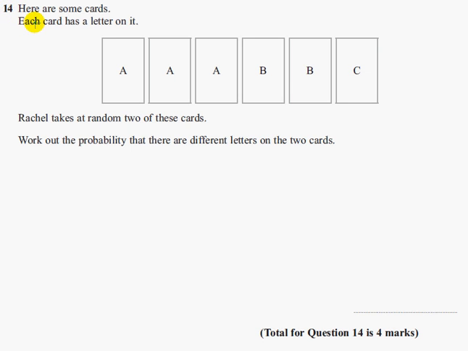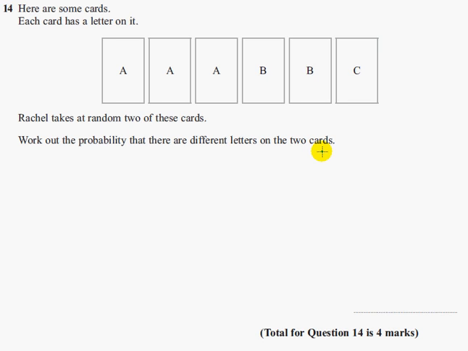Question 14. Here are some cards. Each card has a letter on it. So you've got A, B, B and C. Rachel takes at random 2 of these cards. Work out the probability that there are different letters on the 2 cards.